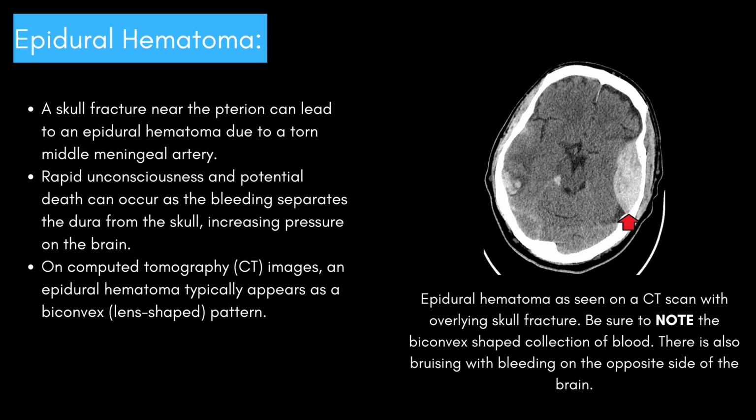Let's now look at the picture to the right. Epidural hematoma as seen on a CT scan with overlying skull fracture. Be sure to note the biconvex-shaped collection of blood. There is also bruising with bleeding on the opposite side of the brain.